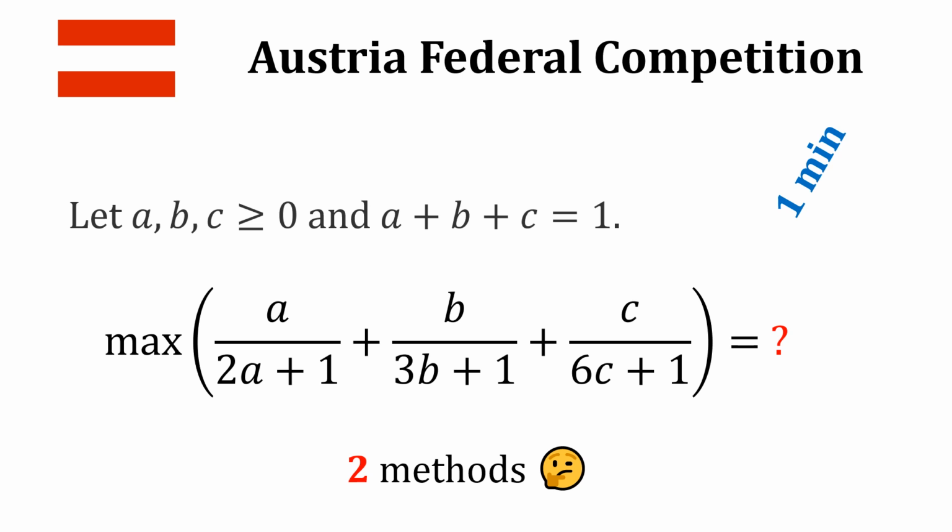Today we will try to solve a problem from the Austrian Federal Competition 2021. We are given positive real numbers a, b, c such that a + b + c = 1. And we'd like to find the maximum of a/(2a+1) + b/(3b+1) + c/(6c+1).